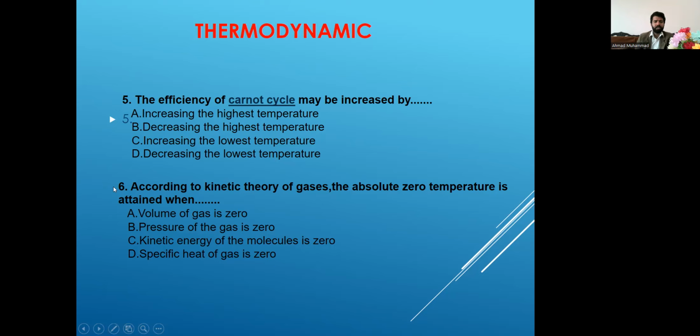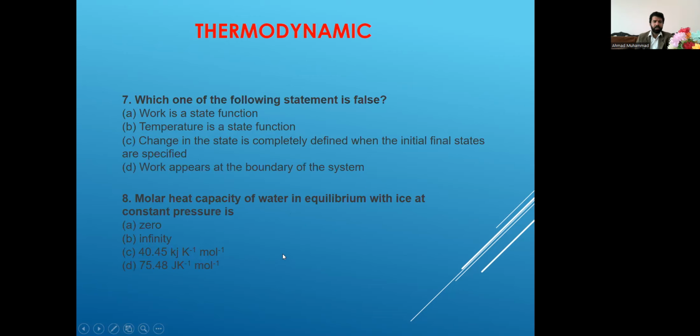For question six, according to the kinetic theory of gases, absolute zero is attained when the volume of a gas is zero, when the pressure of a gas is zero, option C is the kinetic energy of a molecule is zero, and option D is the specific heat of a gas is zero. So the right option is D, the specific heat of a gas is zero. This is very close to the statement about the specific heat of a gas being zero at absolute temperature.